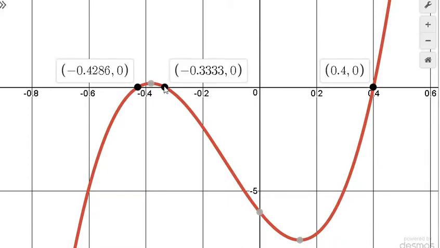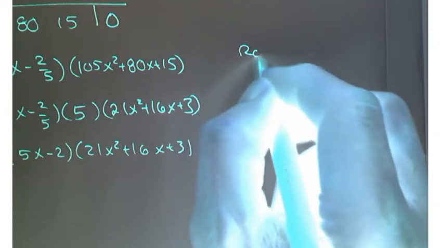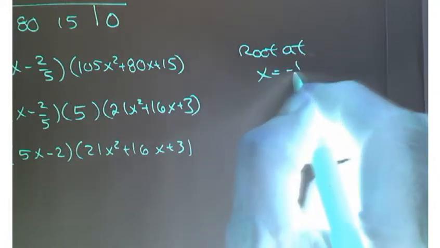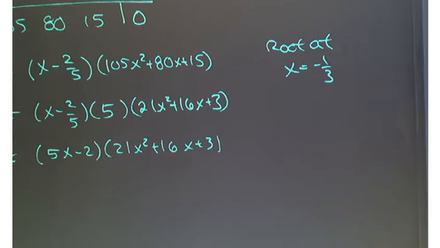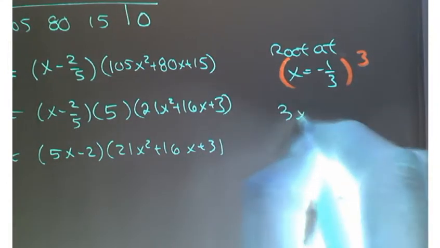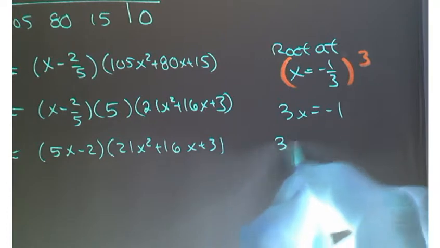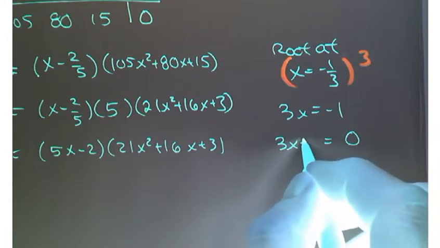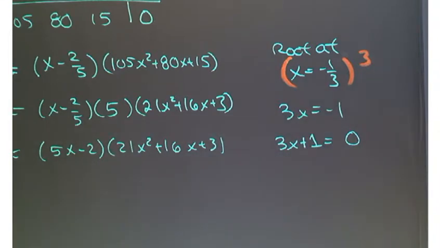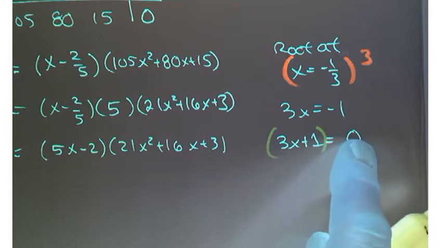Now, clearly, it looks like negative 1/3 is a root. So, if negative 1/3 is a root, let's do a little reverse engineering. So, I've got a root at x equals negative 1/3. And what I'm going to do is try and create a binomial factor that has that root. So, I'll multiply both sides of this equation by 3. And that gives me 3x equals negative 1. And now move that negative 1 to the left-hand side. And when it changes sides, what else changes? Changes signs. So now you've got 3x plus 1 equals 0. So this is a linear factor that has a root at negative 1/3.